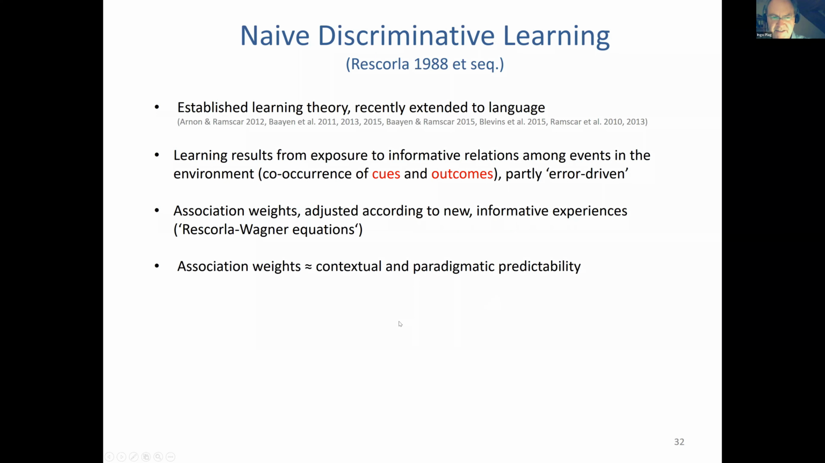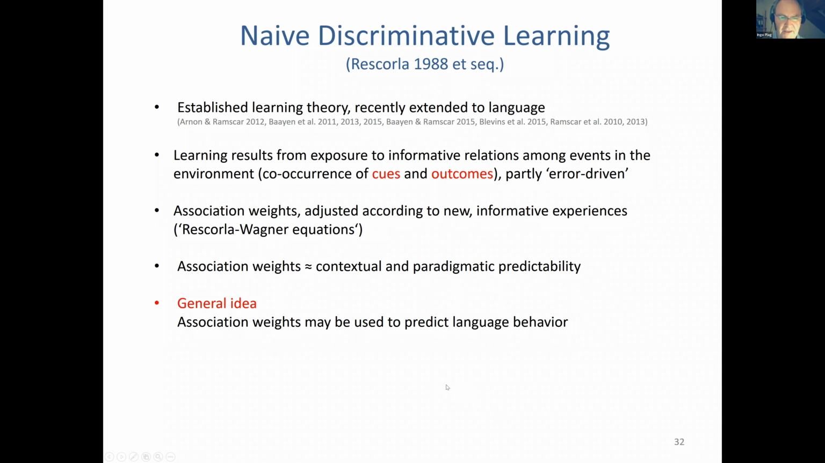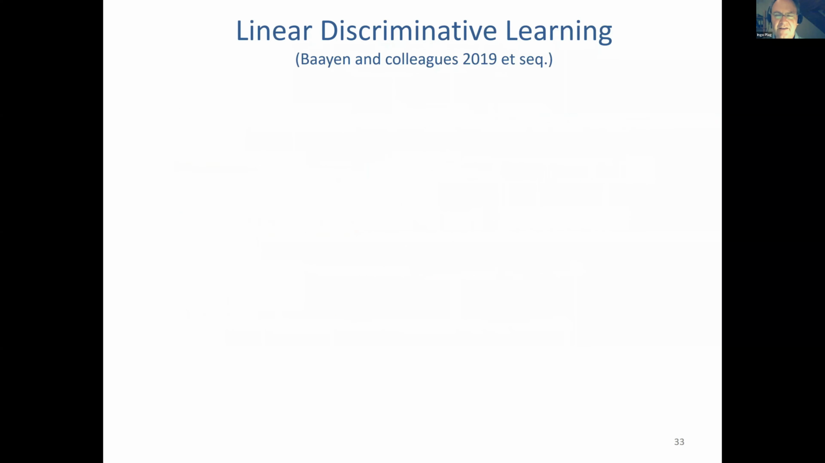And these association weights can be more or less conceptualized, in the good old world of non-learning, as contextual and paradigmatic predictability, if you like. But the general idea of how linguists can use such networks is that we can use these association weights to predict language behavior, and this has been successfully done. One variant of this model that is also implemented as a computational model is linear discriminative learning.